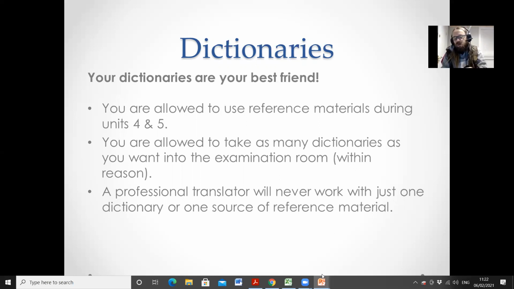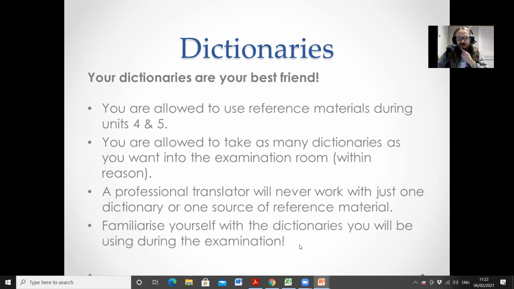Obviously, if you don't own them, you don't own them. But it's better to have more dictionaries and not need them than need a dictionary and not have it. But obviously, it's up to you. And familiarize yourself with the dictionaries you'll be using during the exam.